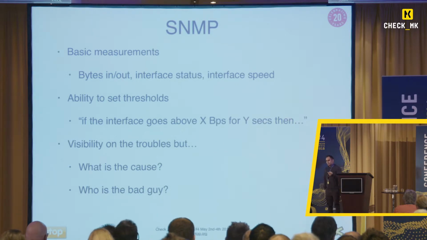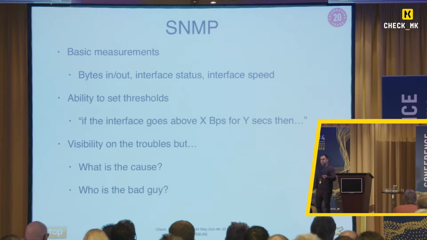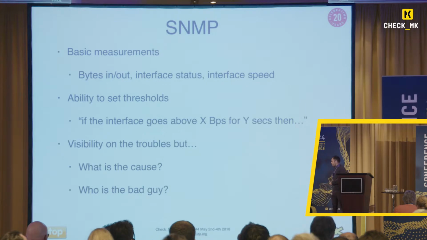But there is something that is missing, and that is the cause of the trouble. So if you have an interface that is congested, it would be desirable to know why that interface is congested. Is there a bad guy that is doing too much traffic? Are you under a denial of service attack on that port? So it's important not only to have a notification on the trouble, but also to understand who is the cause of the trouble.